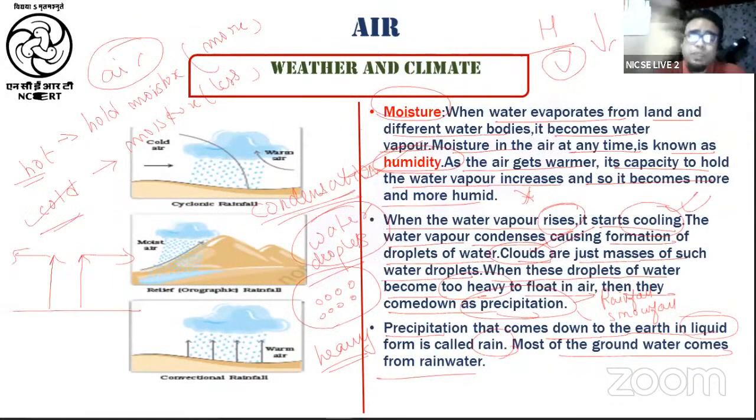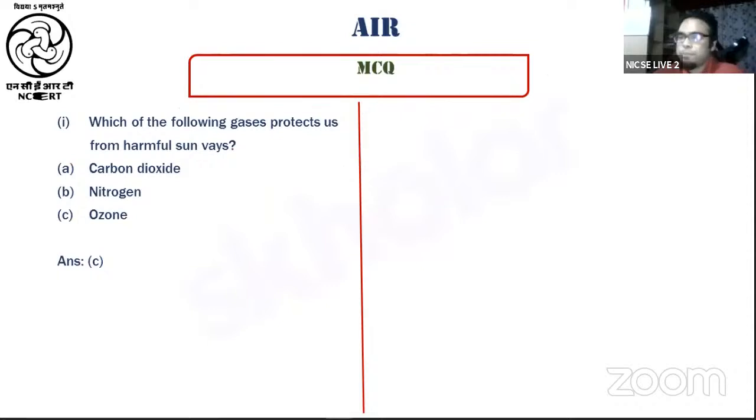And then we have understood the concept of humidity, which is nothing but the amount of water vapor present in the air. And as this water vapor rises, it starts to get cooled down, and because of this, the condensation process starts, and the water vapor gets converted into water droplets. And when these water droplets come together and become heavy, they start to fall down on the ground as precipitation. Fine.